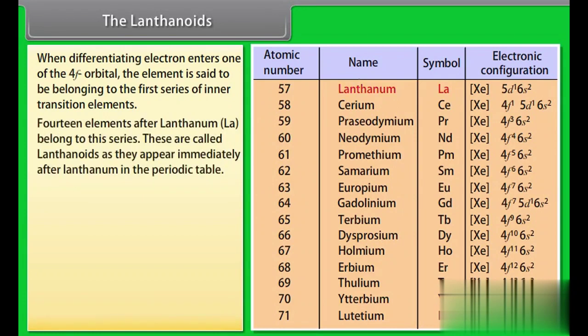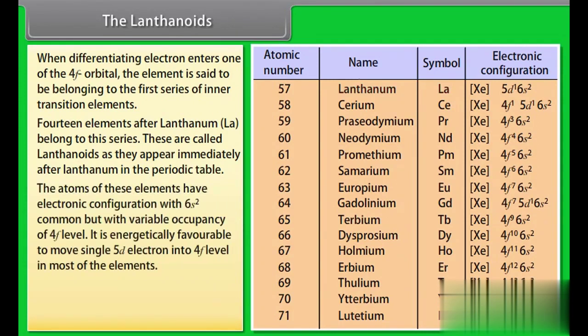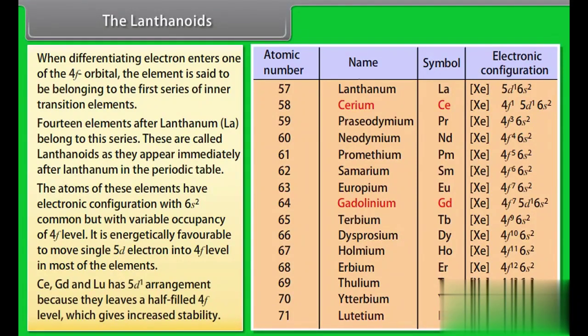14 elements after lanthanum belong to this series. These are called lanthanoids as they appear immediately after lanthanum in the periodic table. The atoms of these elements have electronic configuration with 6s2 common but with variable occupancy of 4f level. It is energetically favorable to move single 5d electron into 4f level in most of the elements. Cerium, gadolinium and lutetium have 5d1 arrangement because they leave a half-filled 4f level, which gives increased stability.